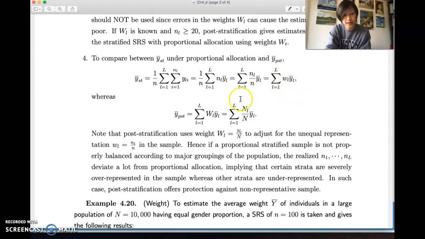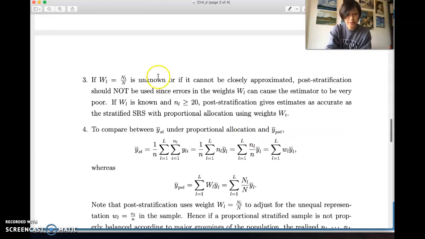Okay, and compare that with the post-stratification method. In post-stratification, we need to strictly follow that we are adding up all of the Y-bars weighted by the population size, but not weighted by the sample size, nL. Okay, so this is very important: under post-stratification, we must add up all of the stratum Y-bars weighted by the population size.